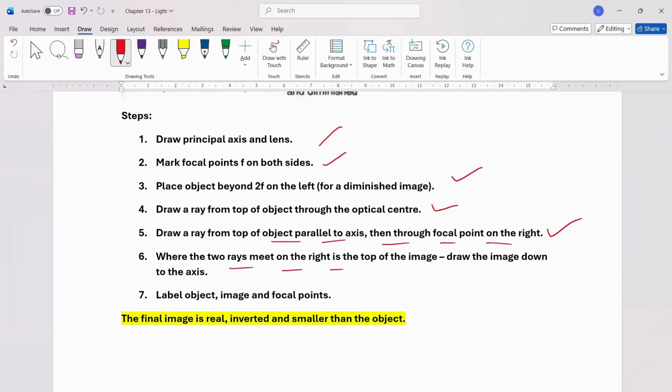Where the two rays meet on the right is the top of the image. Draw the image down to the axis. Label the object, image, and focal point. The final image will be real, inverted, and smaller than the object.